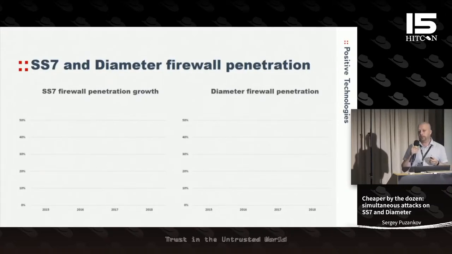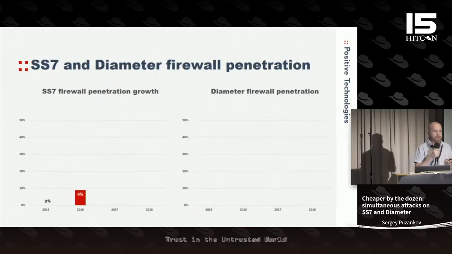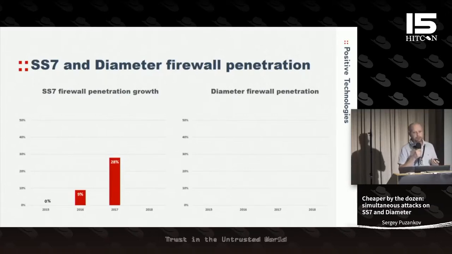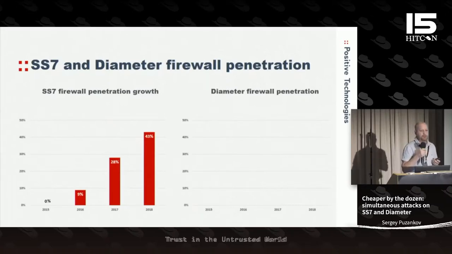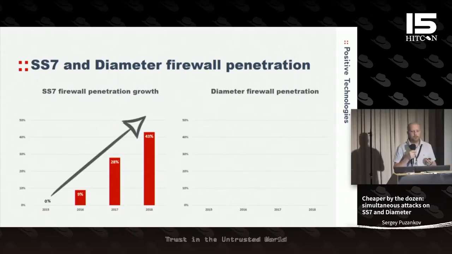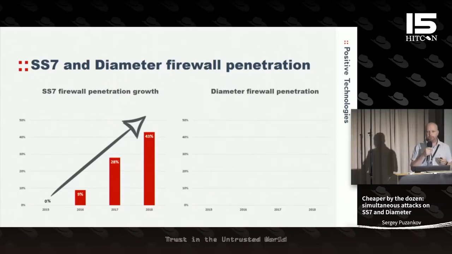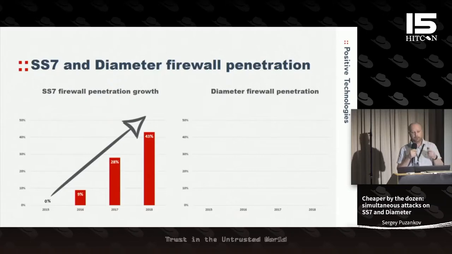When we performed a lot of signaling security assessments on operators, we noticed one interesting picture. In 2015, we never met any SS7 firewall. In 2016, about 19% of all networks had implemented this tool. In 2017, 28%, in 2018, 48%, and I think by the end of this year, more than half of mobile networks will be protected by signal firewalls. So the penetration rate is growing.